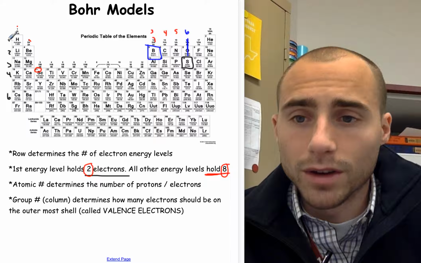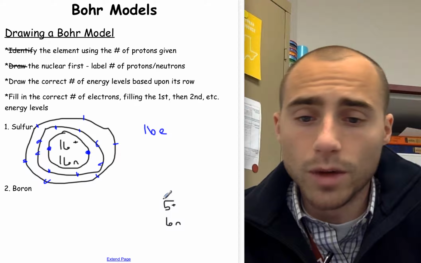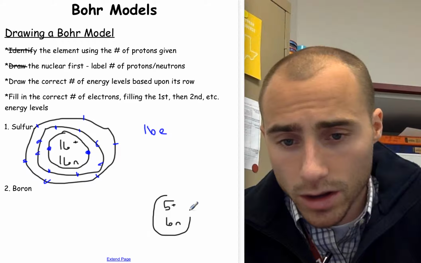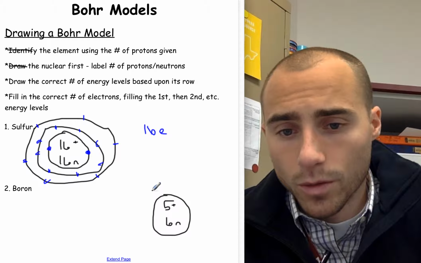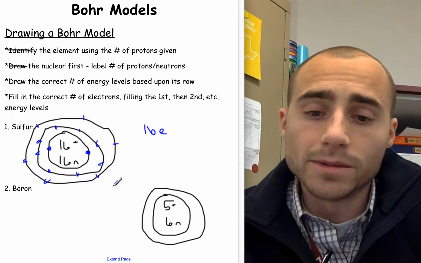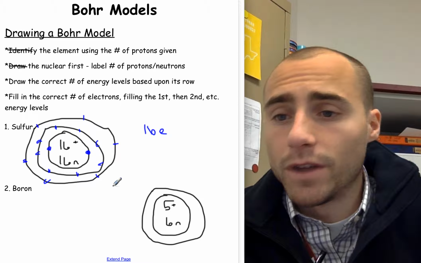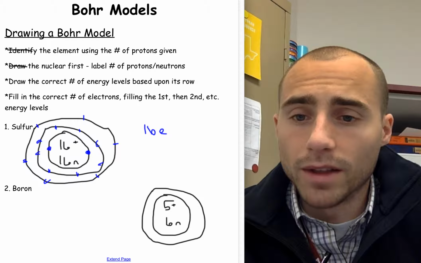Now I got to see which row it's in. It's in row 1, 2. So we only have to draw 2 energy levels. So we'll draw 1 here and then 1 more here. These circles look a little bit better than my last ones. Okay, so I have my energy levels. I have my nucleus. Now I just need to fill in the appropriate number of electrons.